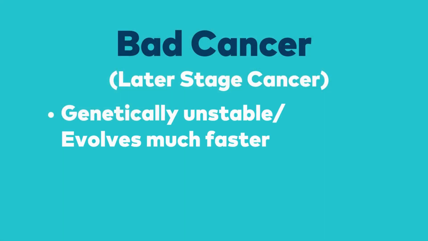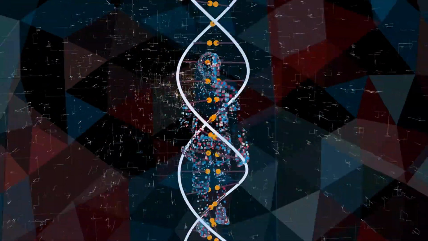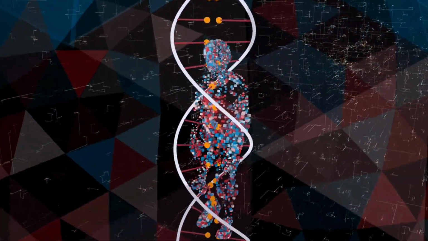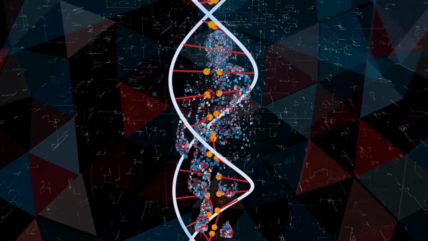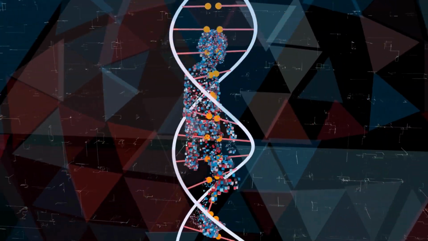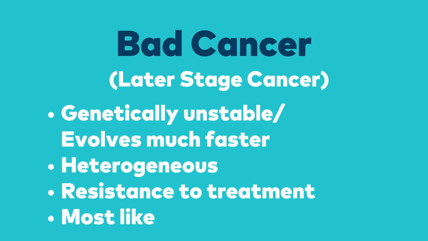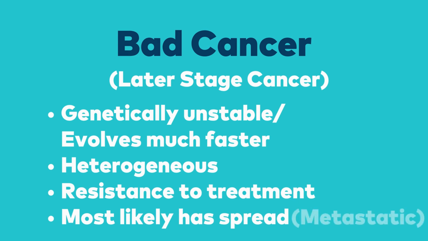Bad cancer mutates and evolves much faster and becomes heterogeneous. Heterogeneity means that the cancer consists of a number of genetically distinct subclones, and each time the cancer cells divide and multiply, the possibility exists that yet another subclone will come into being. Heterogeneity and the faster mutation rate lead to resistance to treatment, which becomes a critical issue in trying to cure bad cancers. Furthermore, bad cancers will most likely spread to other parts of your body. When this happens, the cancer is known to be metastatic, which makes the cancer even more difficult to treat.